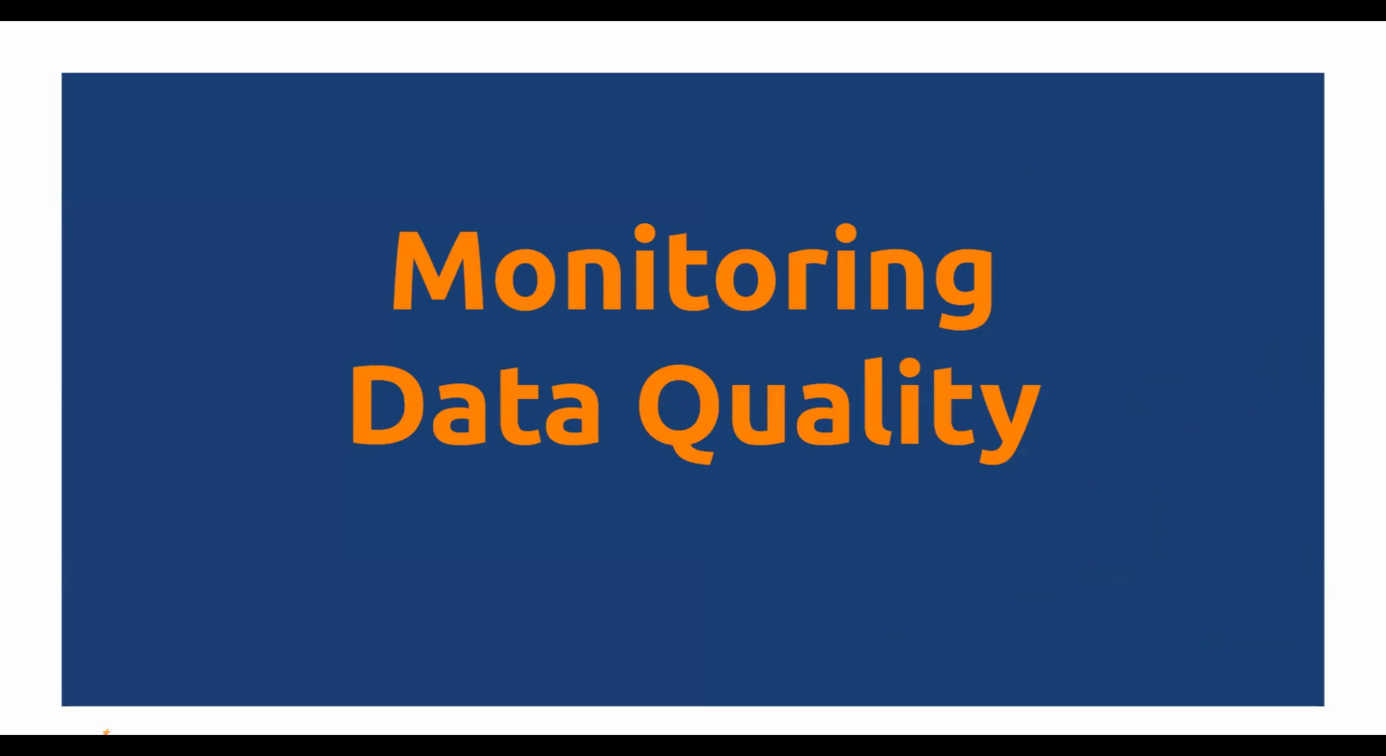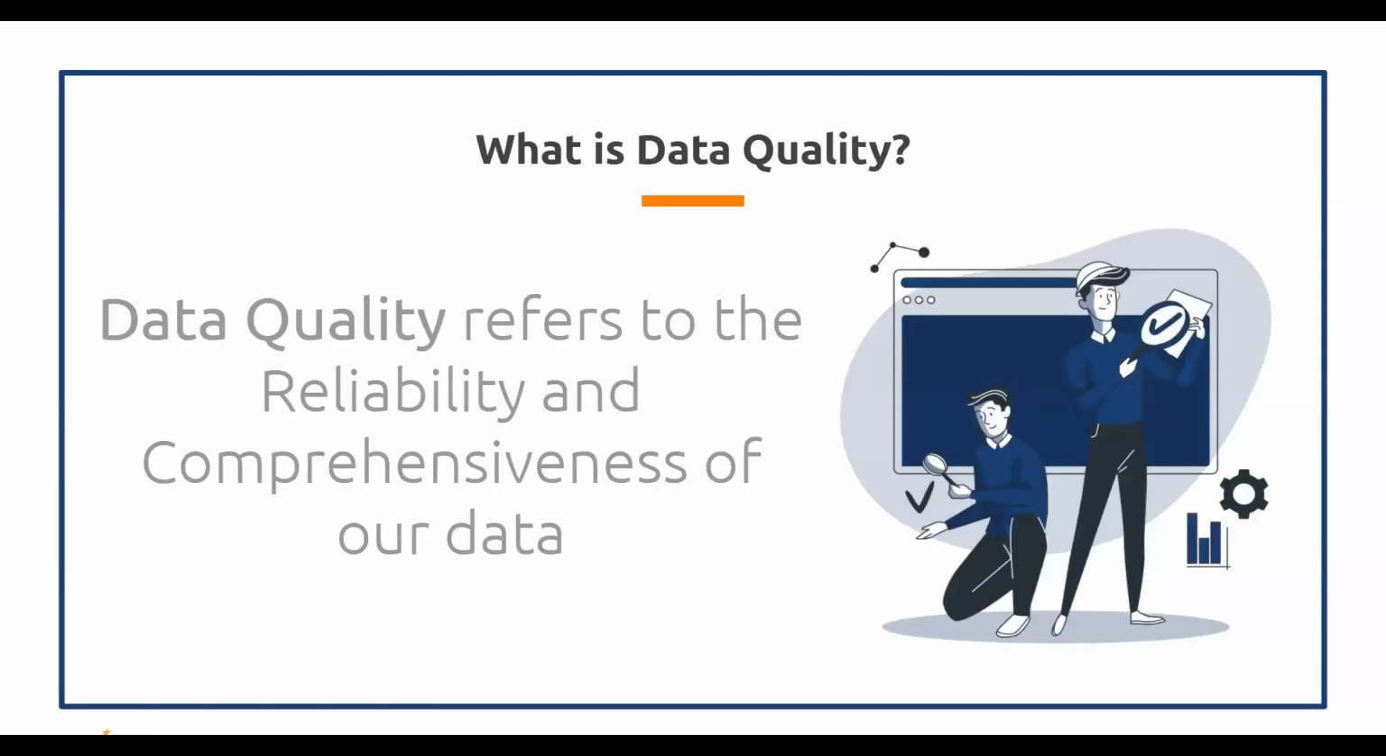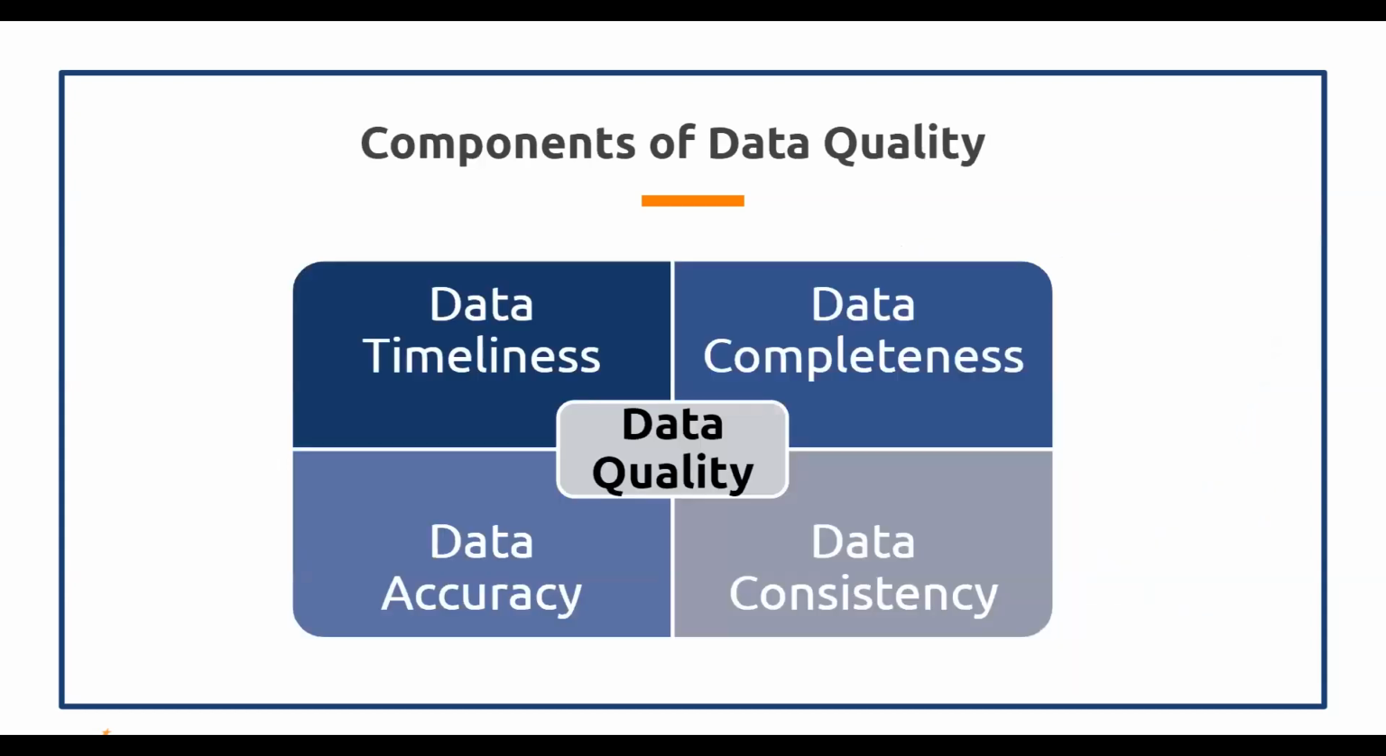In this next section, we will be monitoring data quality. We will start with what is data quality. Data quality refers to the reliability and comprehensiveness of our data. HUD breaks down data quality into 4 components: data timeliness, data completeness, data accuracy, and data consistency, which we will further discuss in the following slides.